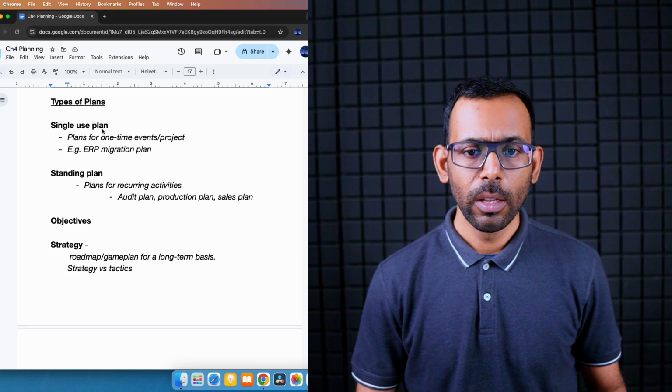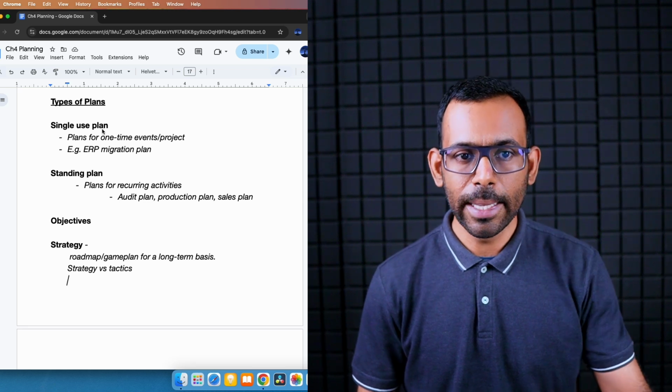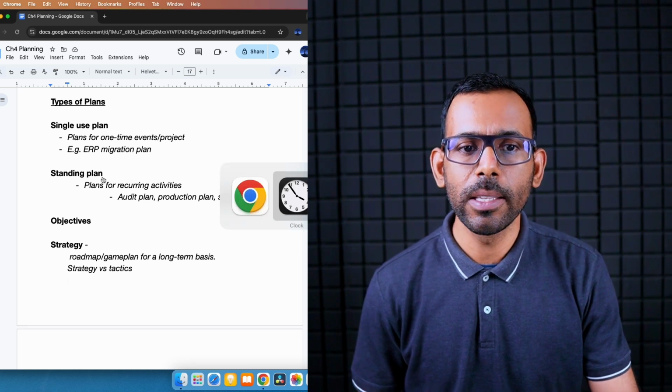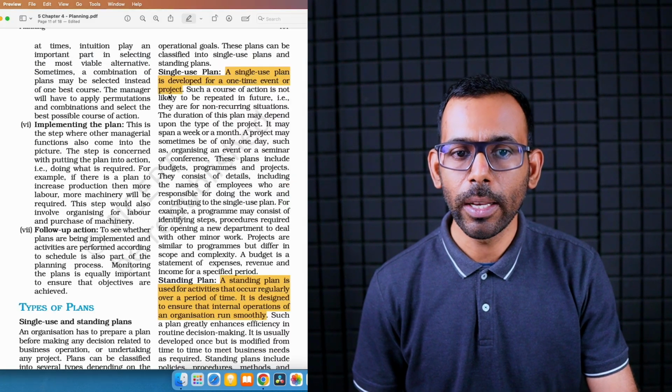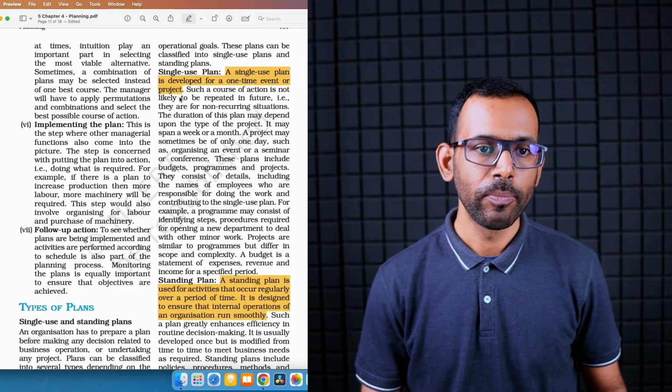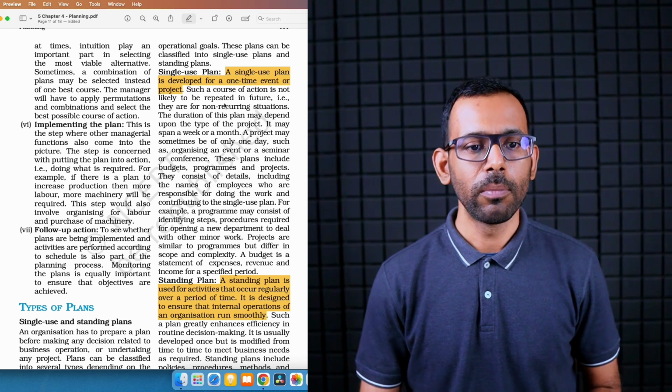standing plan. The book definition of a single use plan is that a single use plan is developed for a one-time event or a project. Such a course of action is not likely to be repeated in future. Okay, let us see an example.